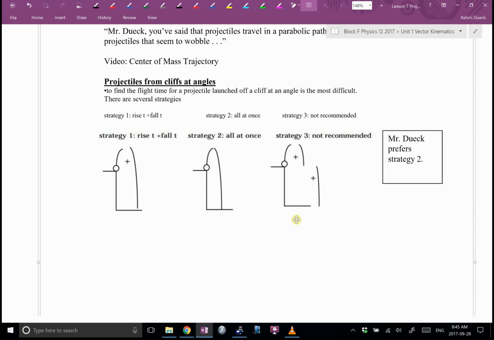You have your T table. You got time in both columns. You got 3 things in both columns. Go to town. Just don't put horizontals into verticals and verticals into horizontals. Finding time when they give you a height is the most difficult. There are several strategies. One strategy is to find the time to get to the top, because at the top you know Vy final is 0. Then pretend Vy initial is 0. Find the time to get to the bottom and add them up.